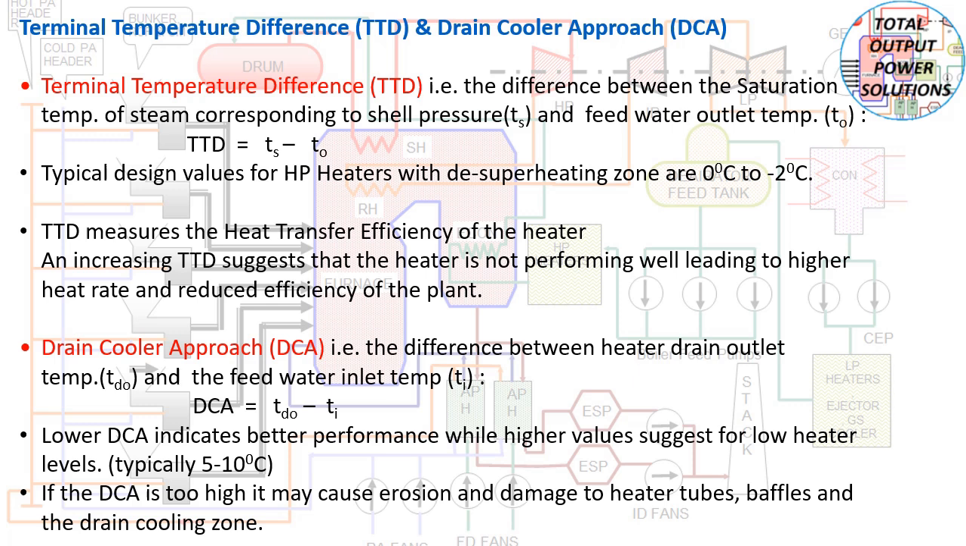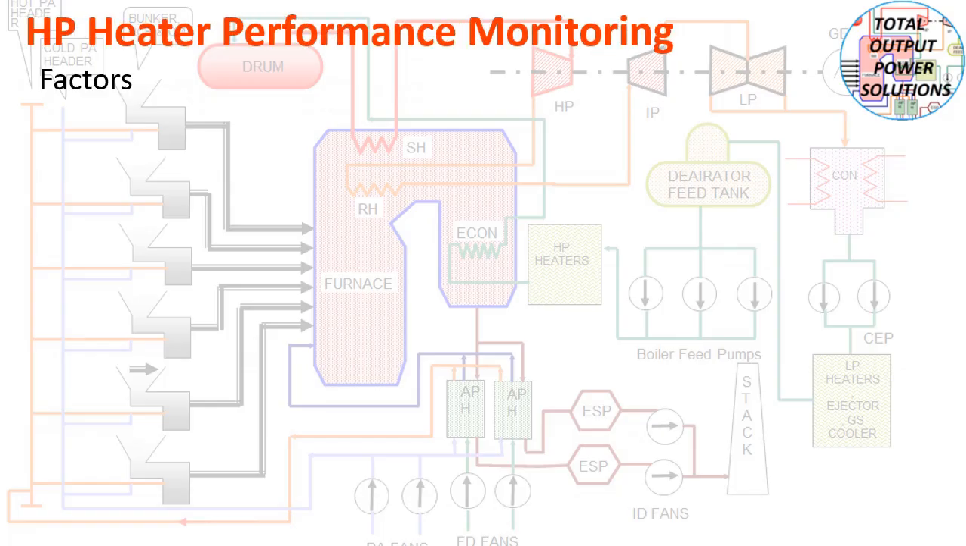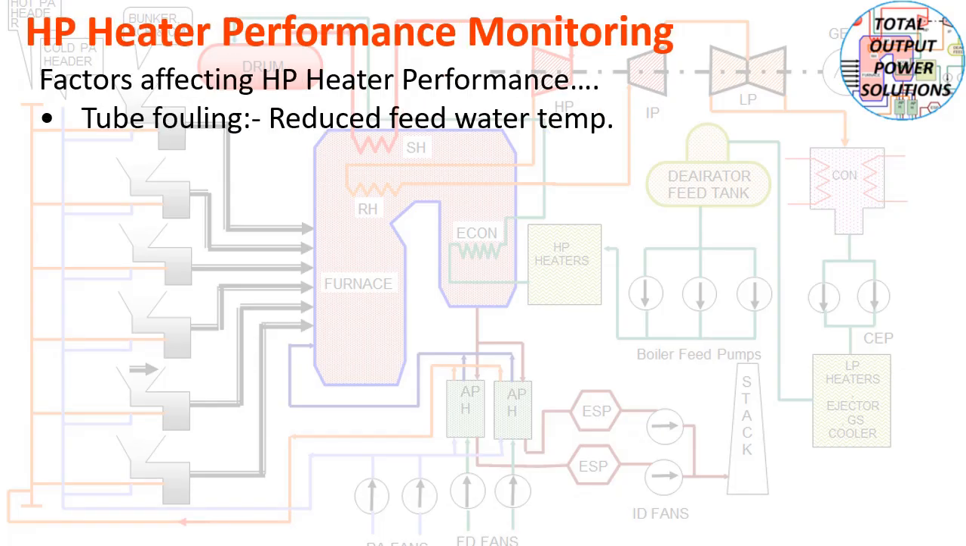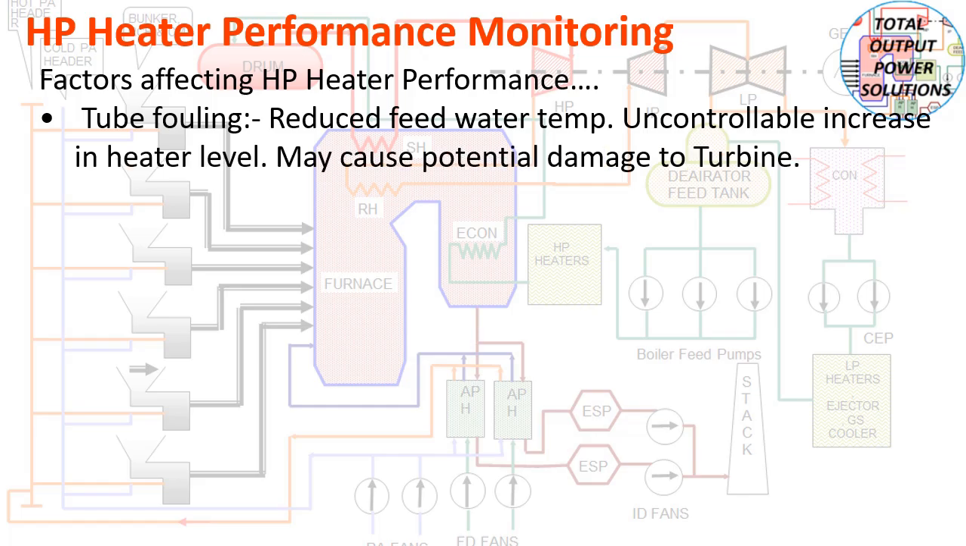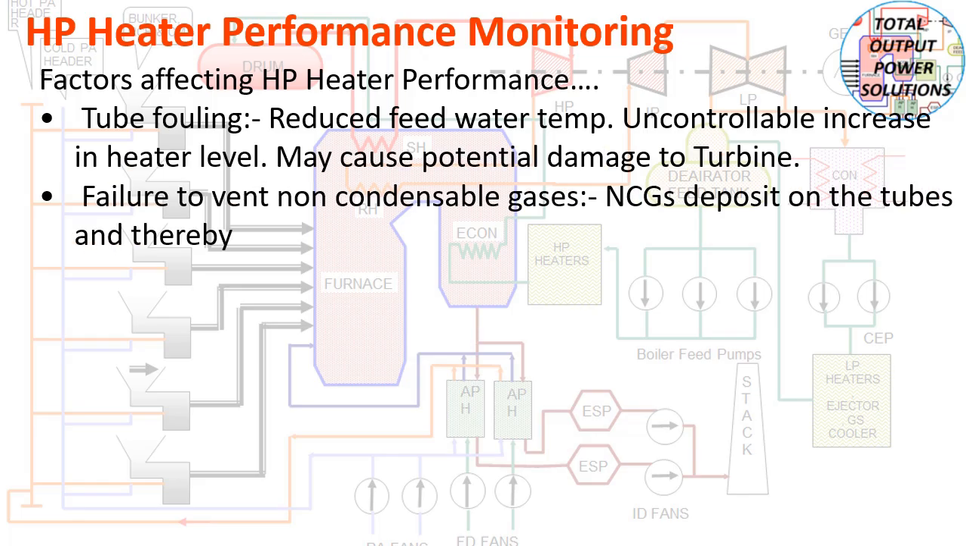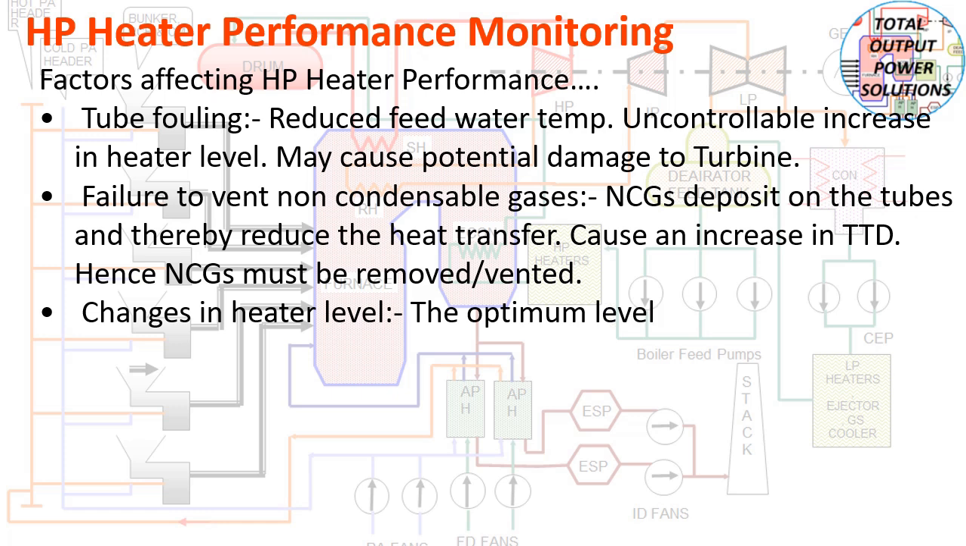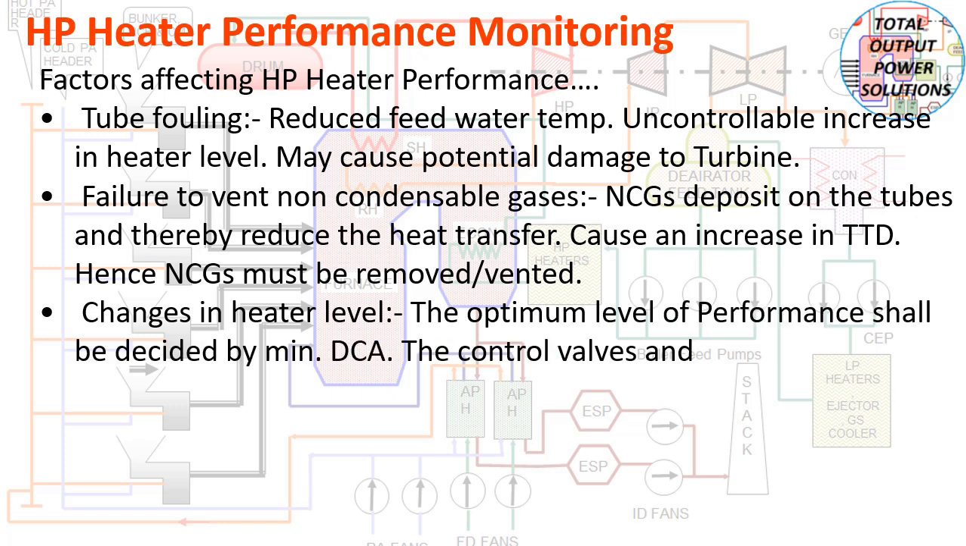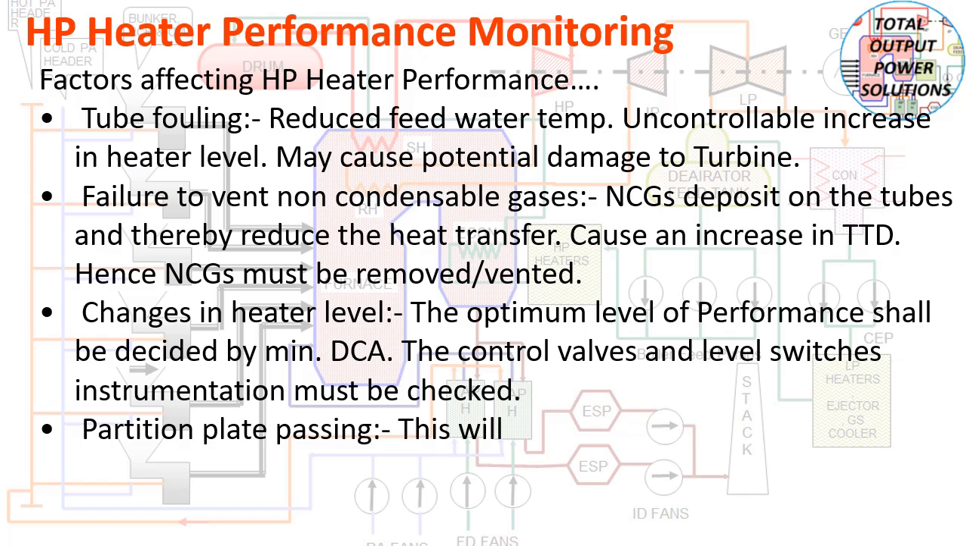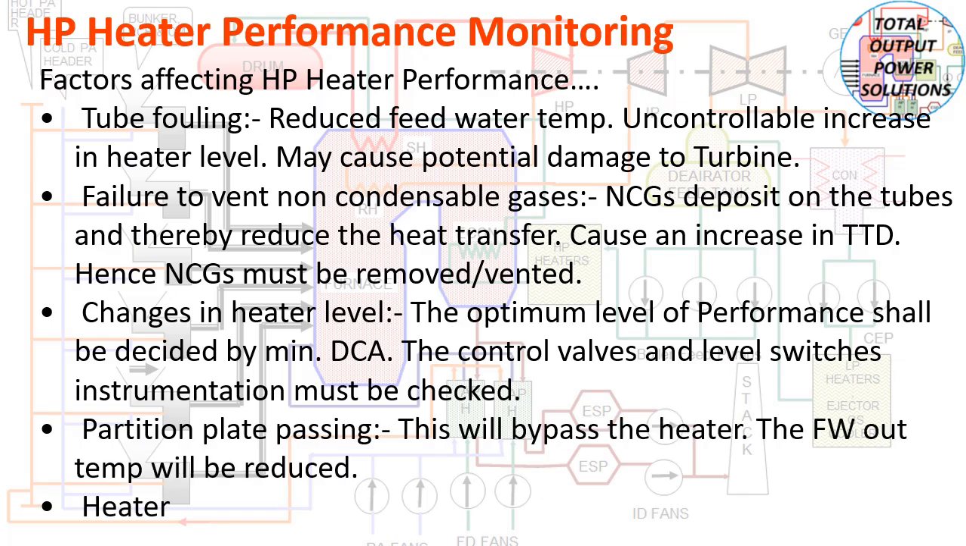If the DCA is too high, it may cause erosion and damage to heater tubes, baffles, and the drain cooling zone. The factors which affect the HP heater performance: tube fouling, which may be shown by reduced feed water temperature, then uncontrollable increase in heater level. If the level goes too high because of tube fouling, it may cause potential damage to the turbine, because the feed water pressure is very high. Failure to vent non-condensable gases.